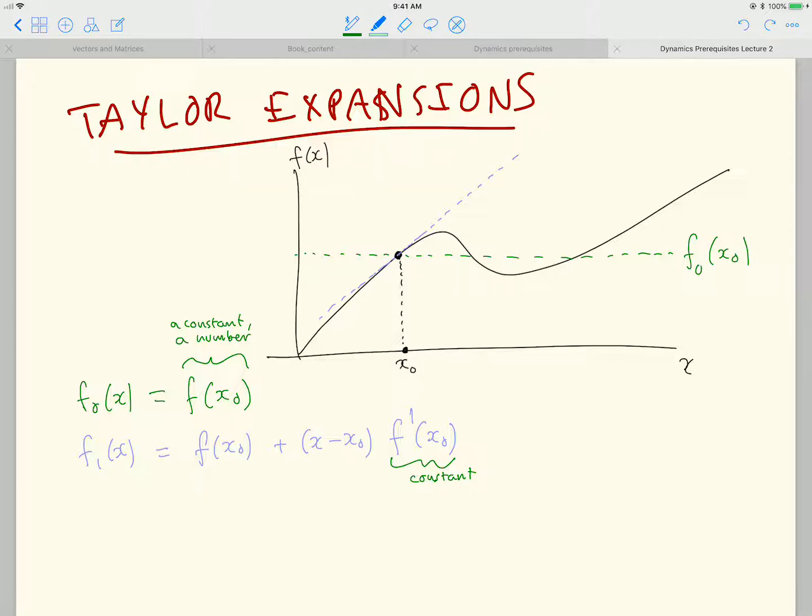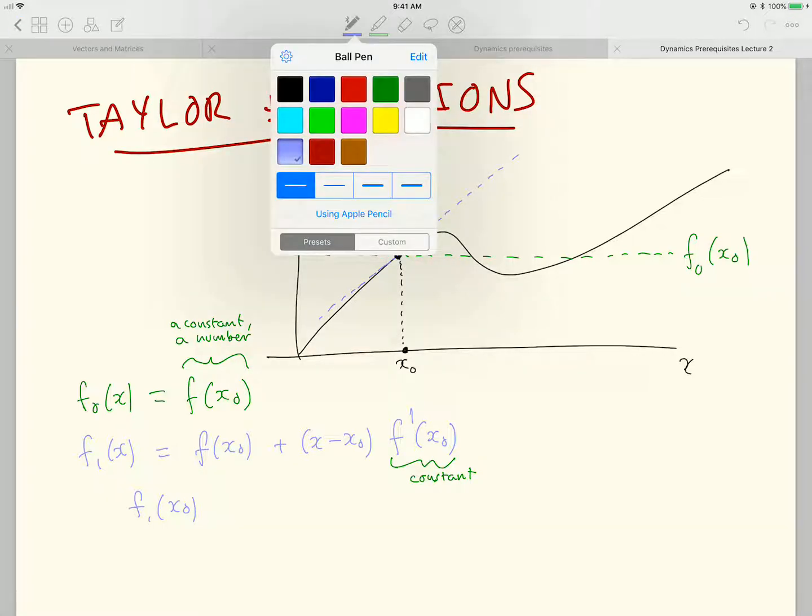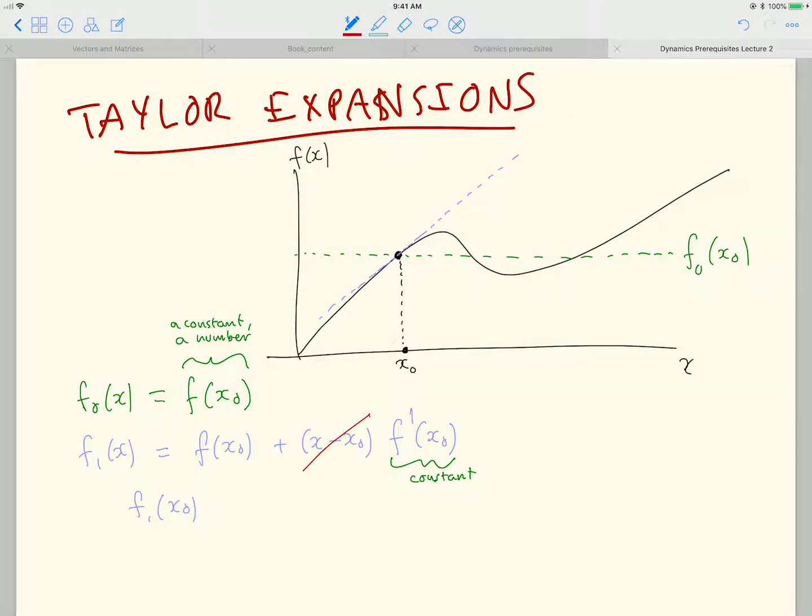So let's just check. The claim is that this approximation f1, what's the value of f1 at x naught? So that means evaluate f1 when x equals x naught. When x equals x naught, that term goes away, because you get x naught minus x naught. And you're left with just the value of the original function at x naught. So indeed, this blue approximation crosses this black dot that we had right here.